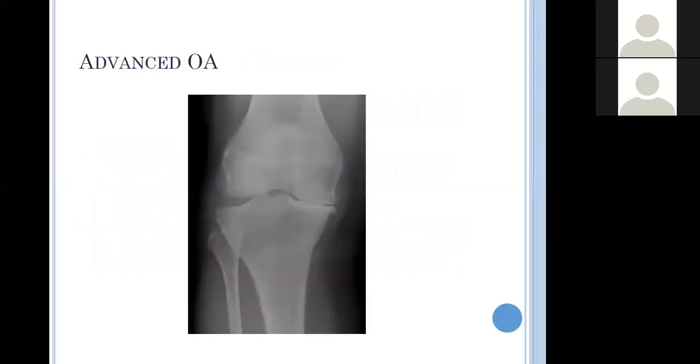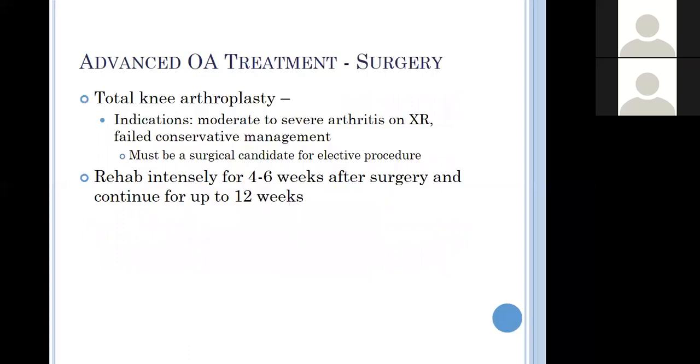When you have more advanced OA, so the compartment's completely collapsed on the medial side, that's where we get a total knee arthroplasty. So moderate to severe arthritis, and they fail conservative management. And they must be a surgical candidate, so a BMI of 40 or less. I frequently have the bariatric surgery discussion with patients. Many of them have chosen to do it, and a lot of times that actually cures their knee pain because they just lose the weight. But we really can't operate unless their BMI is 40 or less, because the hardware doesn't support their weight, again, with that crushing knee syndrome issue.